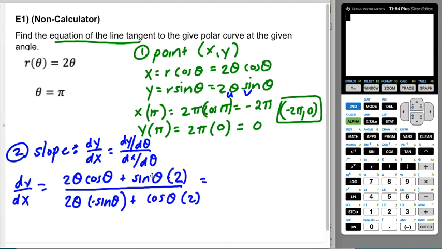So I don't really have to clean that up. I mean, you can if you want. There's not really a huge incentive because I'm about to just plug in pi anyway. If you want to clean it up, you certainly can. It doesn't matter at all to me if you do.